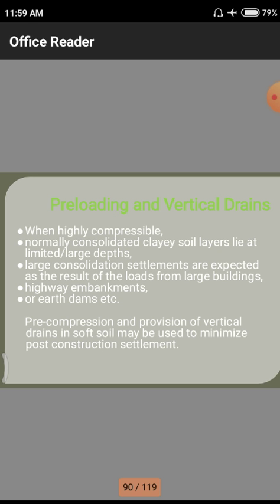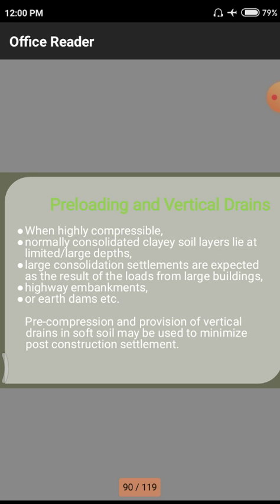Some of the other techniques are preloading and vertical drains. Whenever we have a huge amount of water content in a particular soil, we need to utilize these two methods: the preloading technique and the vertical draining technique. Vertical draining means we employ a large number of drains in the form of piles in a particular soil so that the water can be stored in those piles.